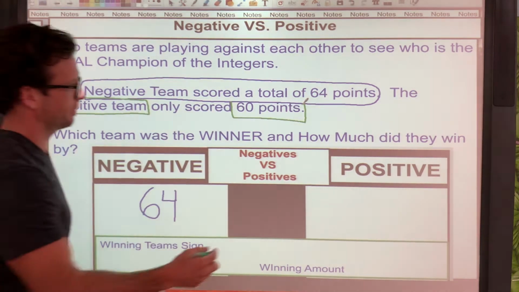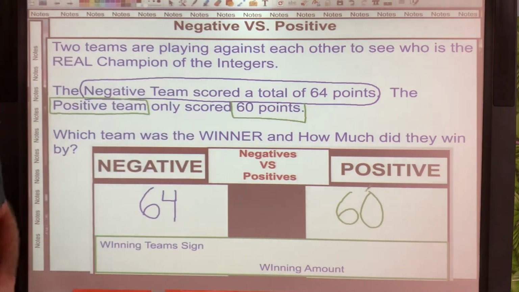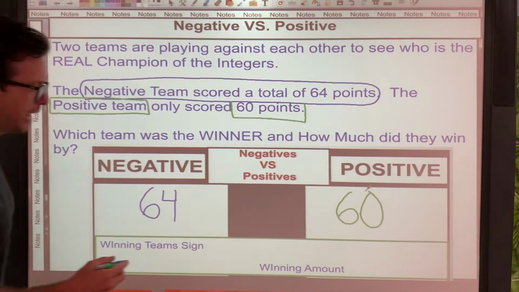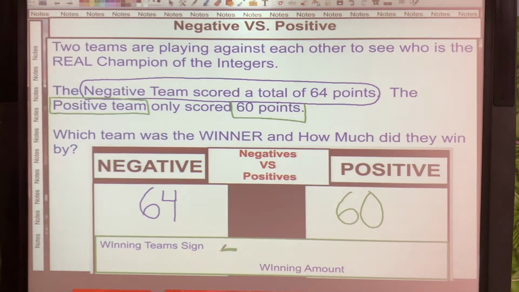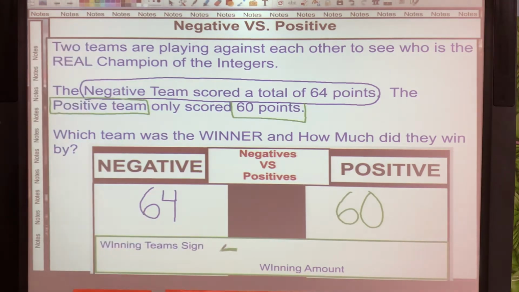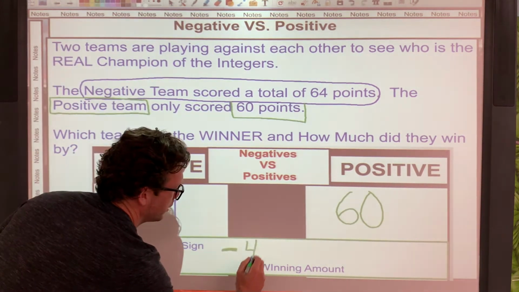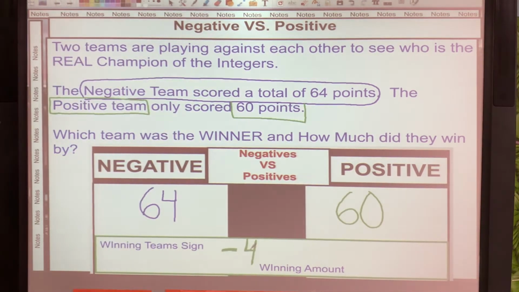Which team was the integer battle winner? And most importantly, how much did they win by? If you said the negative team, you are absolutely right. So I'm going to write a negative sign for the negative team. 64 to 60, the negative team scored 4 more points. So the negative team was the champion by 4 points.